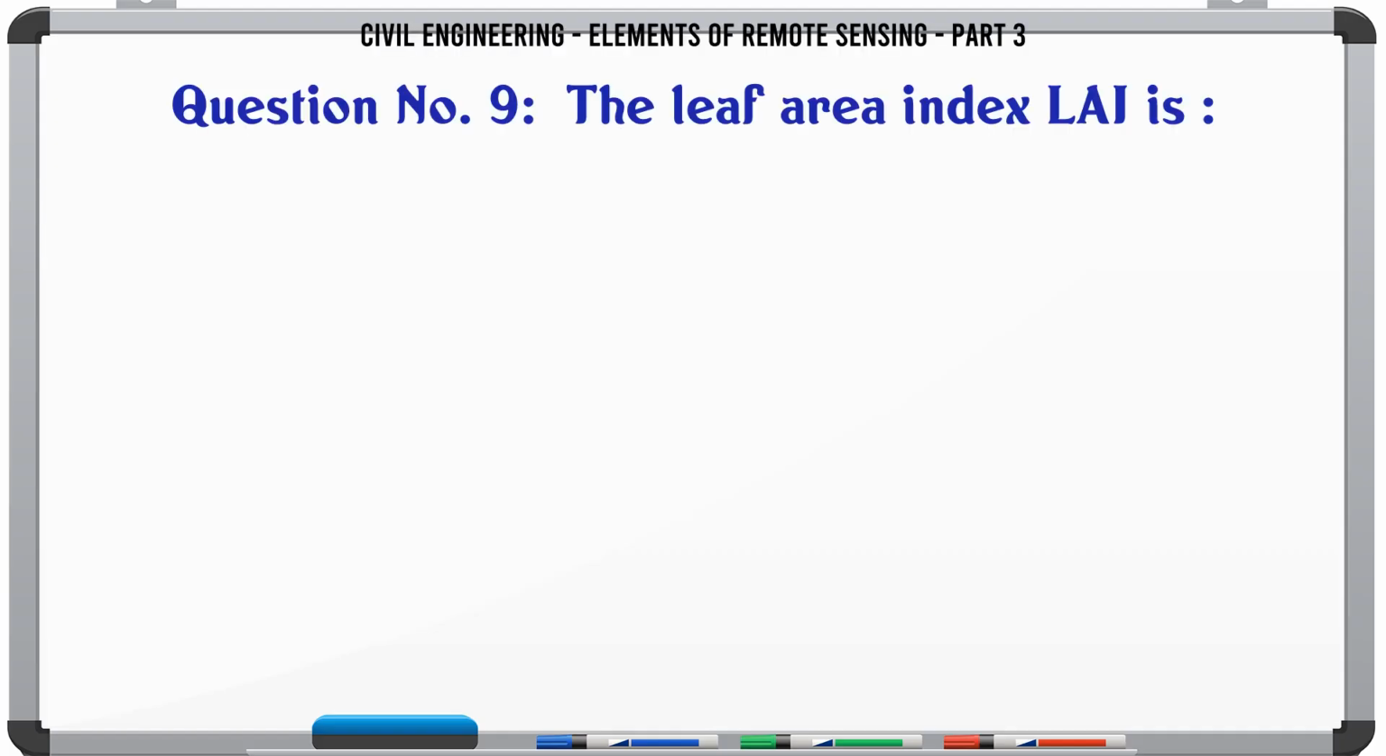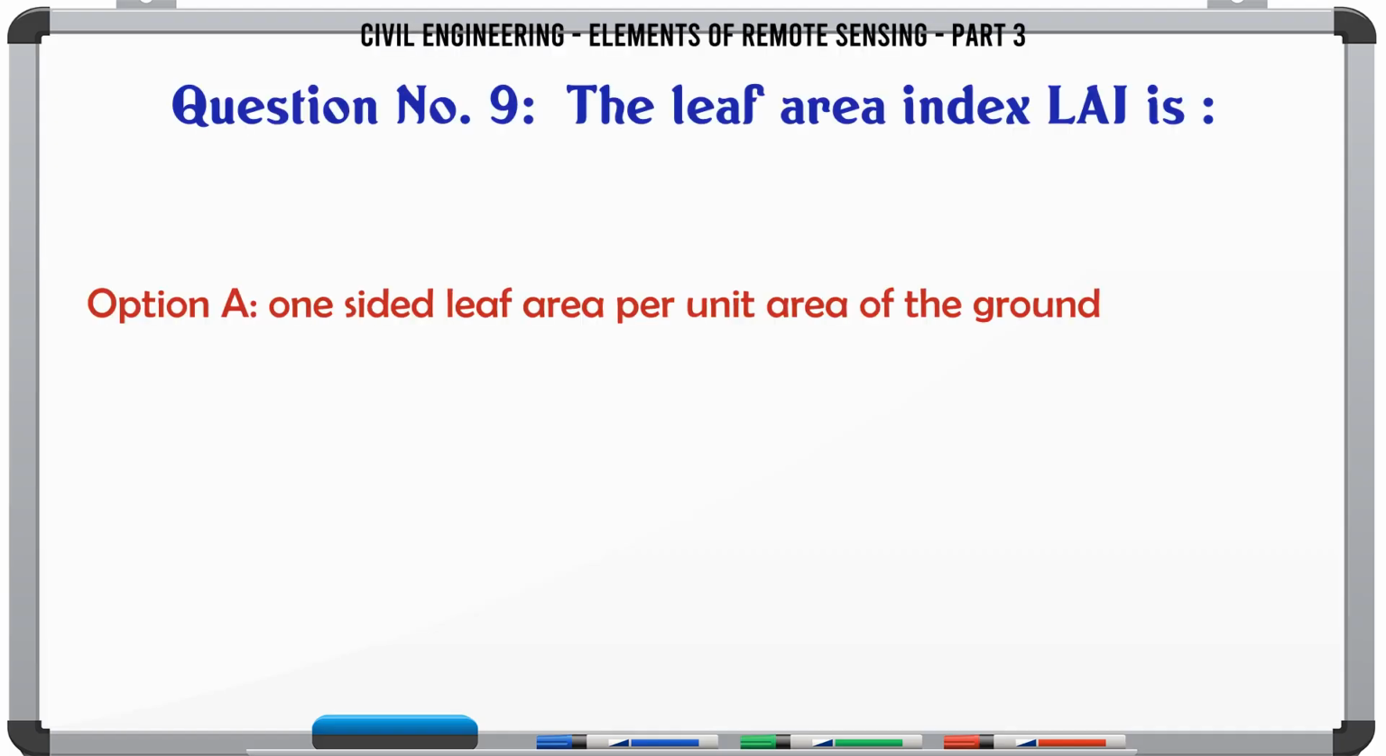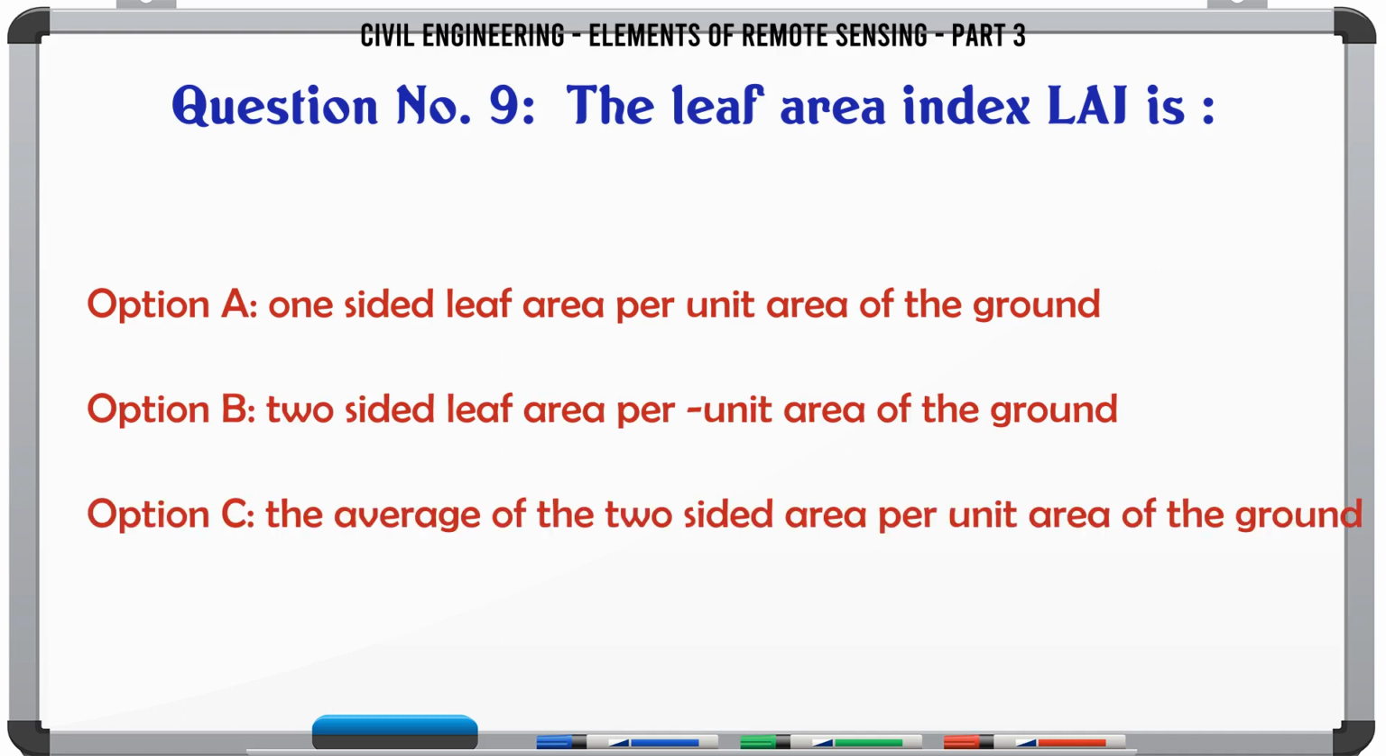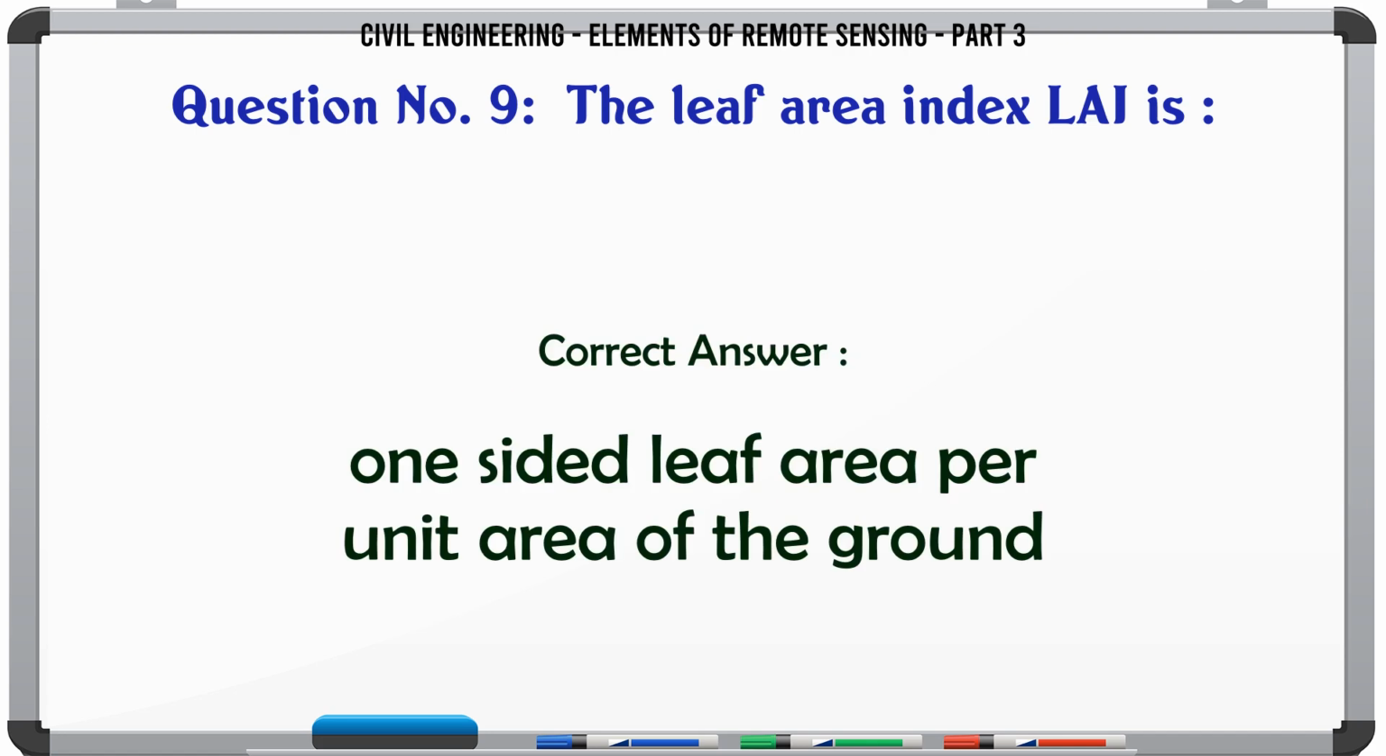The leaf area index LAI is: A. one-sided leaf area per unit area of the ground, B. two-sided leaf area per unit area of the ground, C. the average of the two-sided area per unit area of the ground, D. none of these. The correct answer is one-sided leaf area per unit area of the ground.